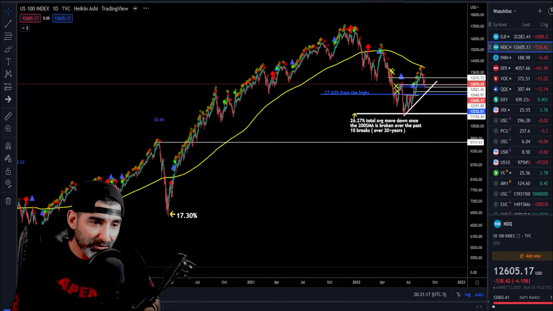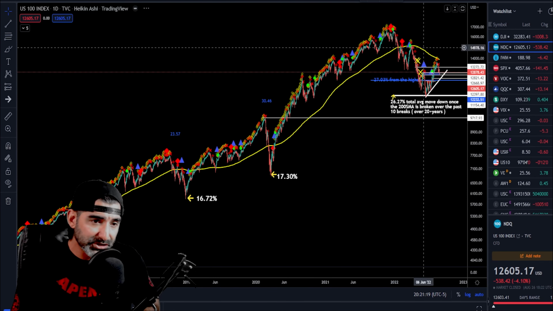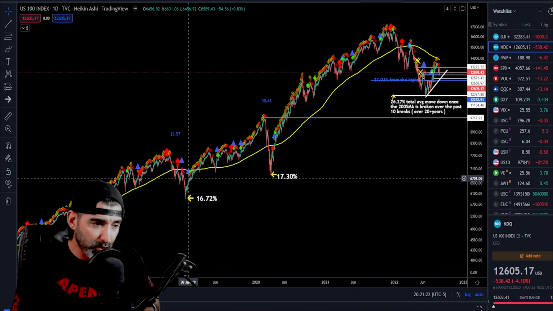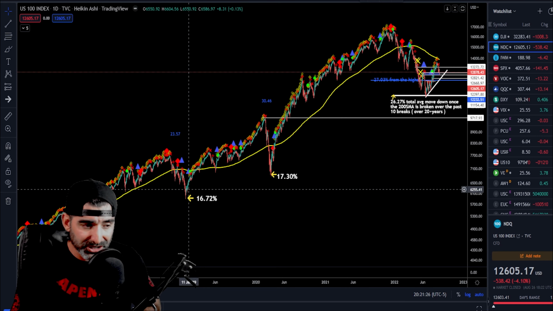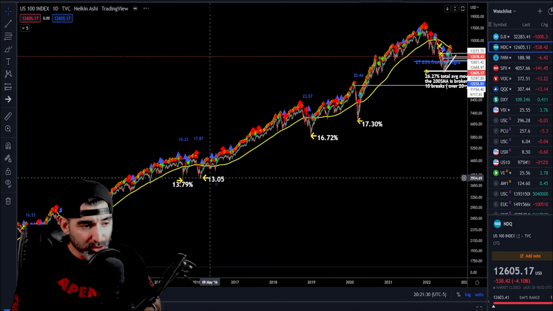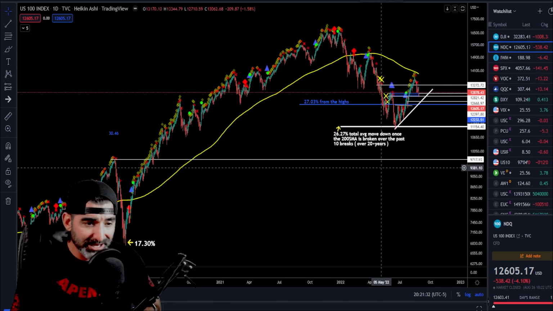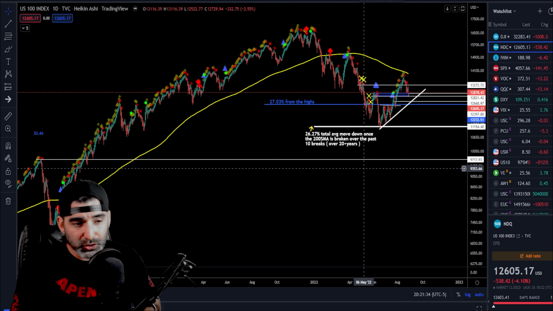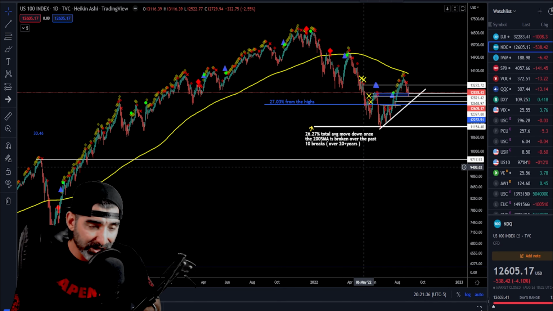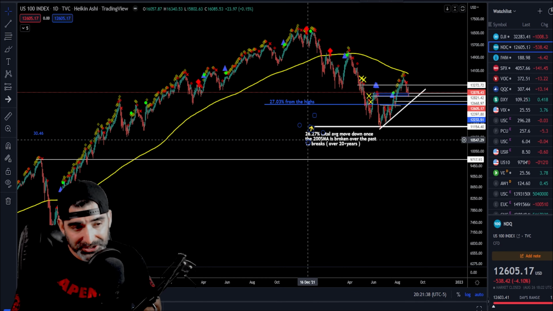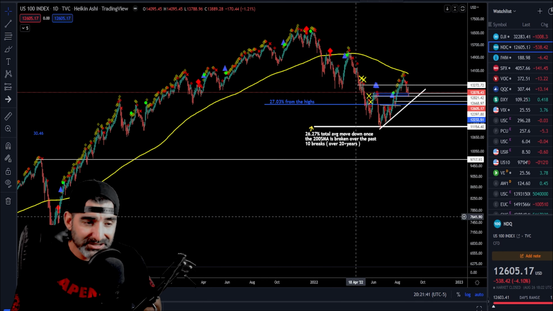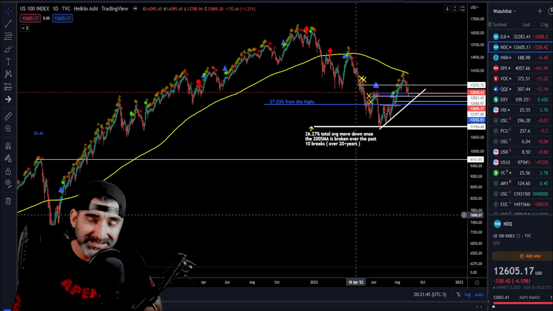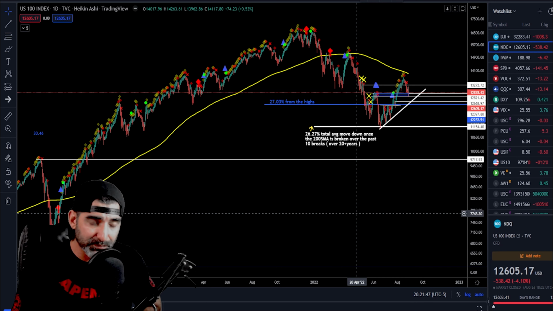Again, it's really, really simple. All I've done is I've used the 200 SMA as a reference point and 15 to 20 days for price action to be below the 200 SMA for it to be counted as a measured move. And I've taken those averages and combined it, and that's giving me over 20 plus years of price data to go by, which tells me 26.27% is the total average move down once the 200 SMA is broken over the past 10 breaks or over the past 20 years of price action.